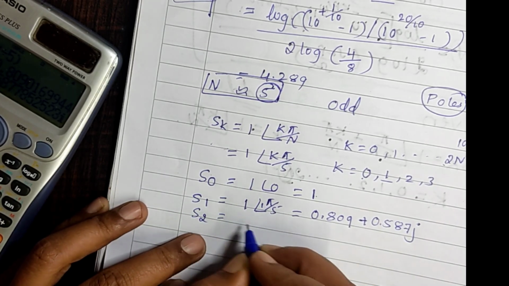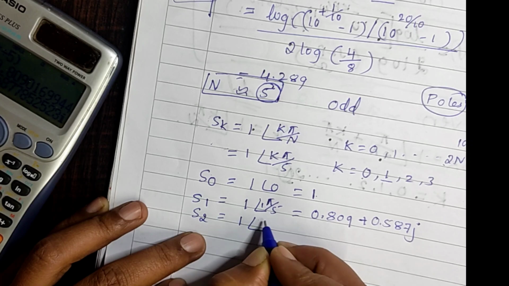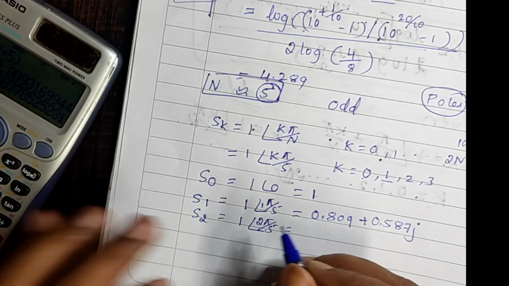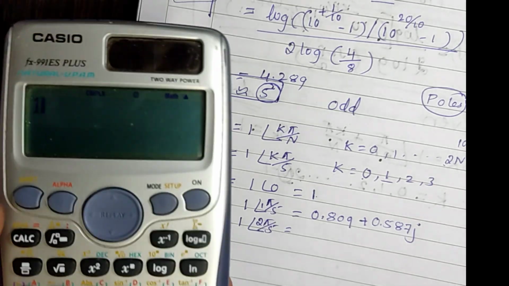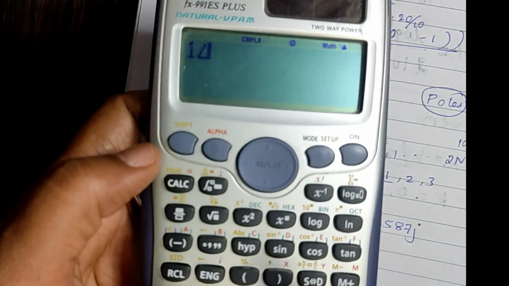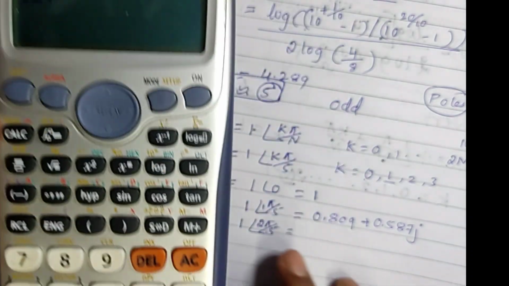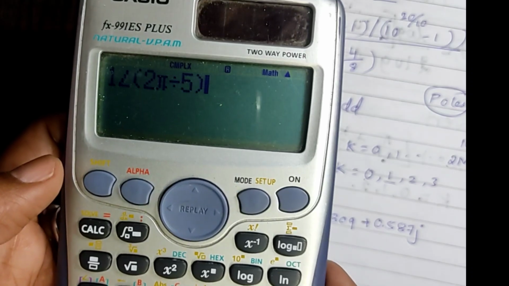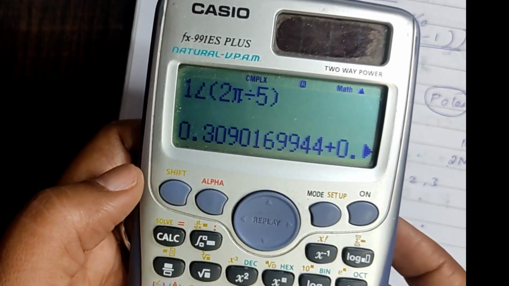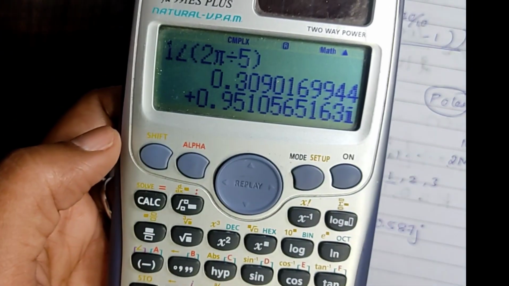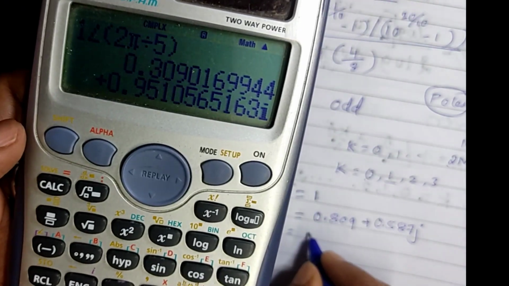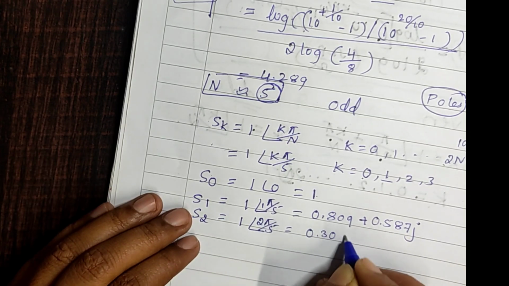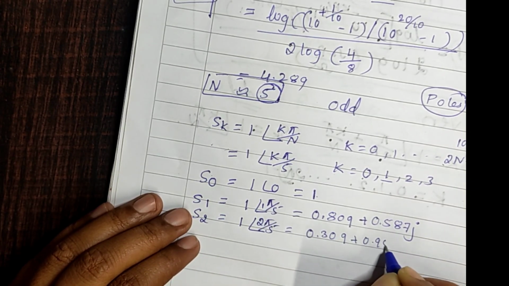S2 is equal to 1 at an angle k pi, k is 2 pi by 5, so we'll calculate that also. So 1 at an angle, take a bracket, it is 2 pi by 5. Let us check what we have got. Press SD, you will get 0.309 plus 0.95 J.